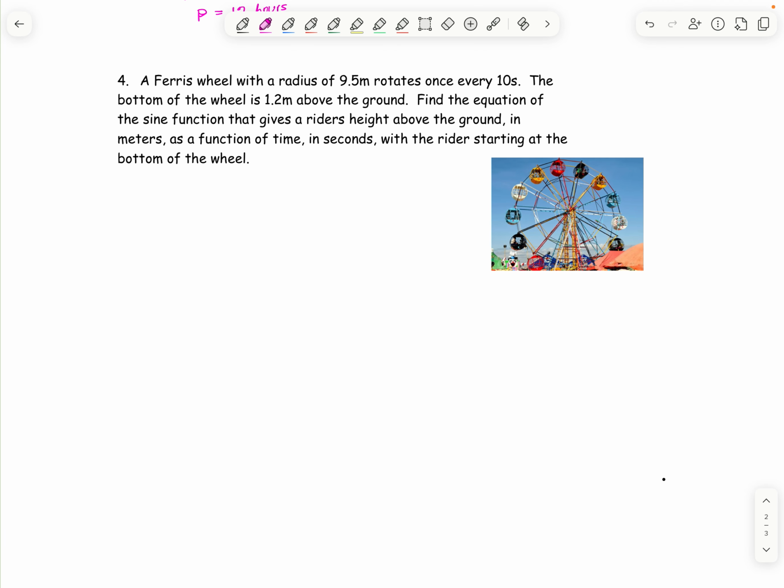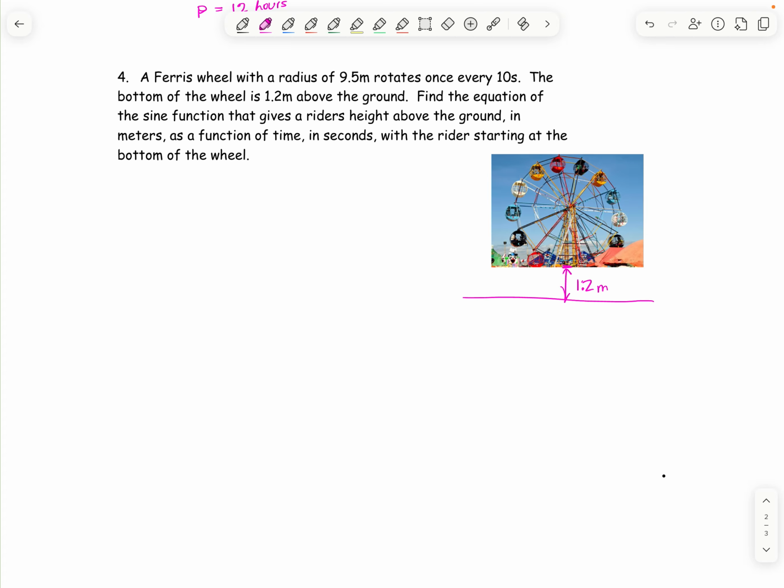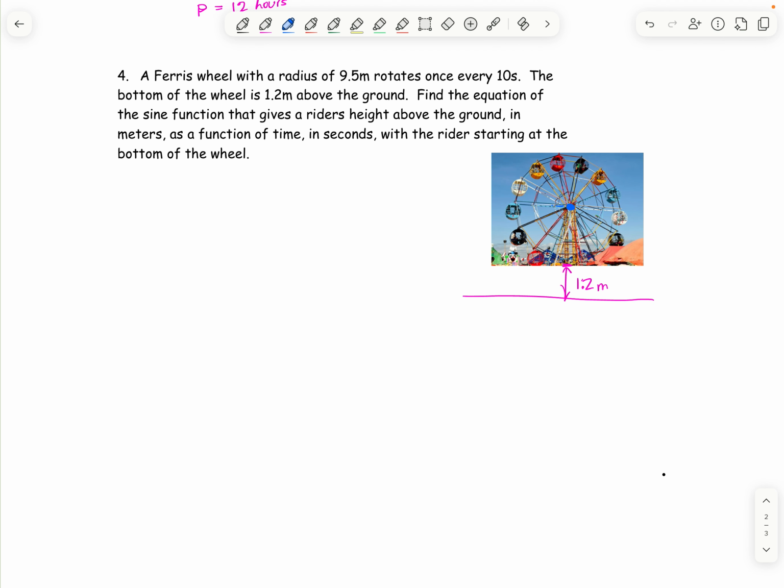Let's just annotate or sketch here a little bit. This is the ground, right? And then 1.2 meters above the ground is actually the bottom of the Ferris wheel. That's where the bottom is. But we know that the Ferris wheel has a radius of 9.5. So from the middle here to the bottom of the Ferris wheel, that radius is equal to 9.5 meters. And it's just spinning this way, going around. That's what Ferris wheels do.